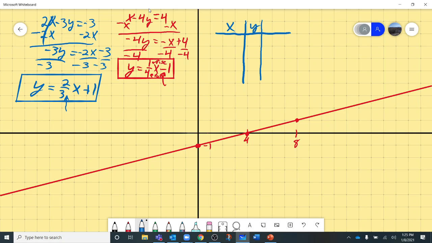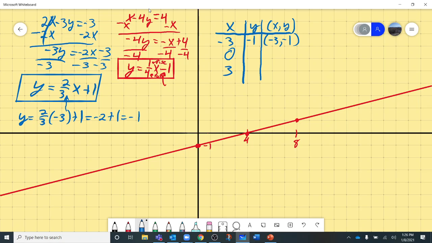So I'm going to pick negative 3, 0, and positive 3. Okay, so if I plug those in, I get y equals 2/3 times -3 plus 1. -3 times 2 is -6. -6 divided by 3 is -2. So I get -2 plus 1. -2 plus 1 is -1. So when x equals -3, y equals -1. And my ordered pair is -3, -1.